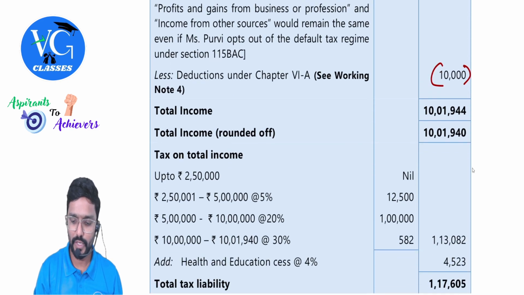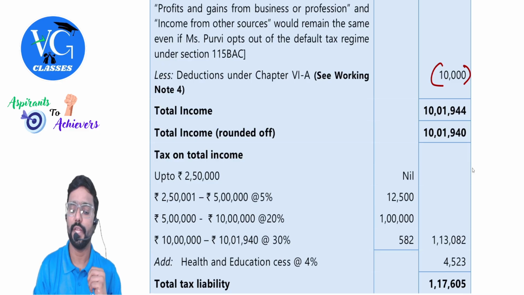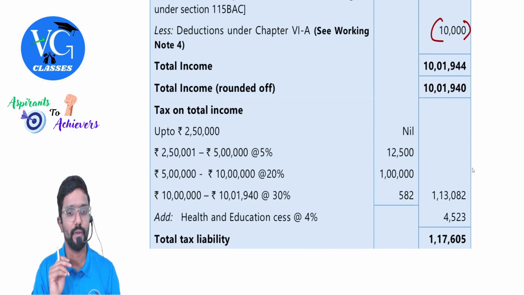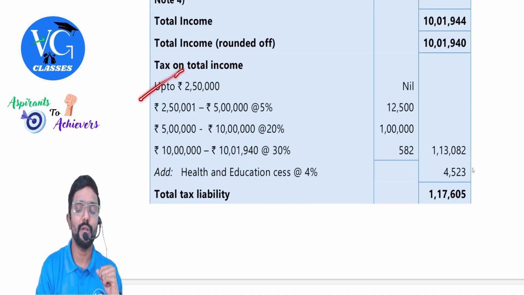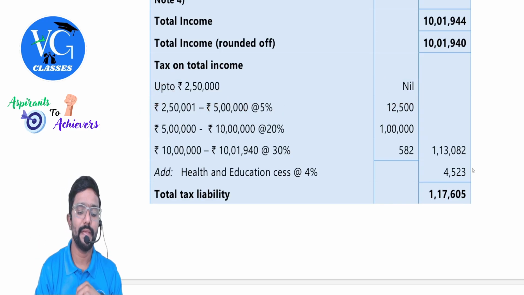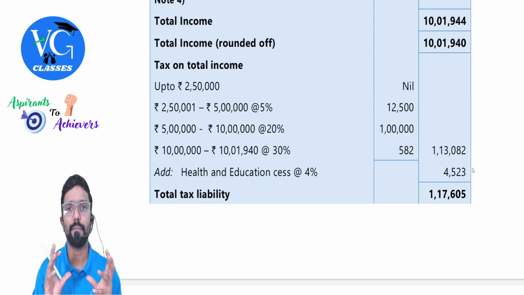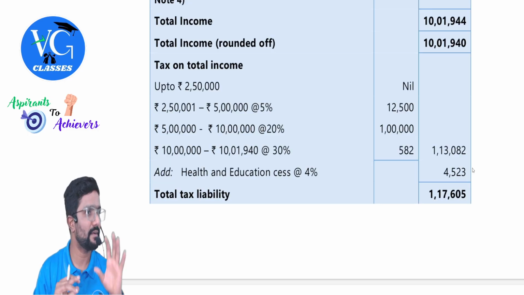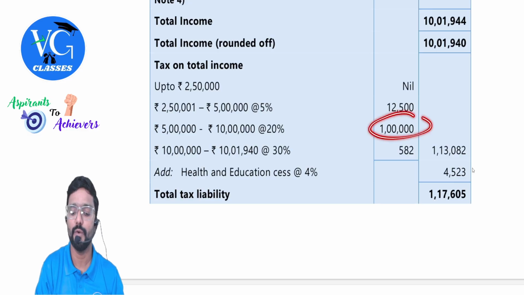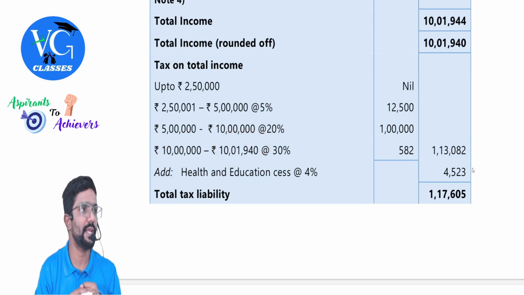Okay. So total income comes to 10 lakh 1,944. Round it off to nearest 10, 940. So optional scheme: up to 2 lakh 50 nil, 2 lakh 50 to 5 lakh 5%, which comes to 12,500. Then more than 5 lakh to 10 lakh 20%. So you will get the difference between upper limit and lower limit. That is 10 lakh minus 5 lakh into 20% comes to 1 lakh. More than 10 lakh it is 30%, but it is only 1,940 into 30%, 582.